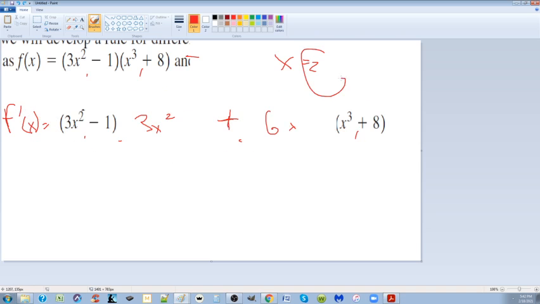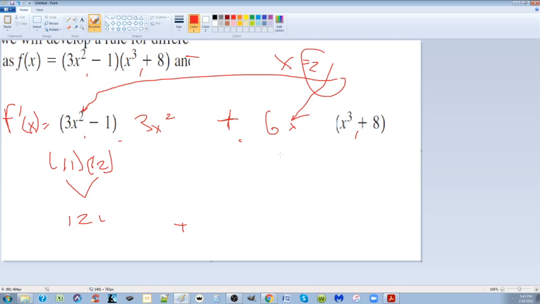So for instance, if I took x is equal to 2 here, 2 squared is 4 times 3 is 12. I get 12 minus 1 in this bracket. What's 12 minus 1? 11. Times 2 squared is 4 times 3 is 12. 11 times 12. It's clear that that's 121. Then I have a big old plus here. And then when I put 2 in here, what's 6 times 2? It's 12 times, when I put 2 in here, I get 8 plus 8, which is 16. And 16 times 12 is the same as 16 times 10 plus 16 times 2. So I get 192.